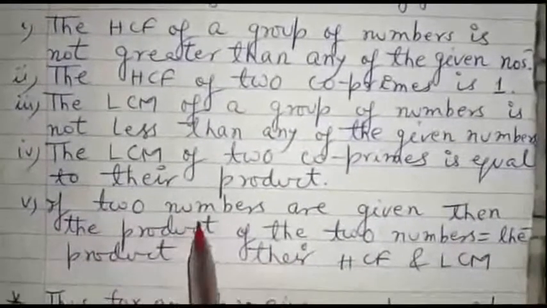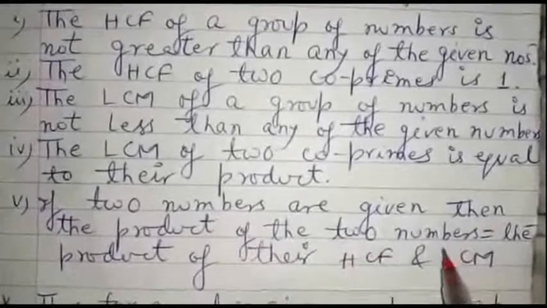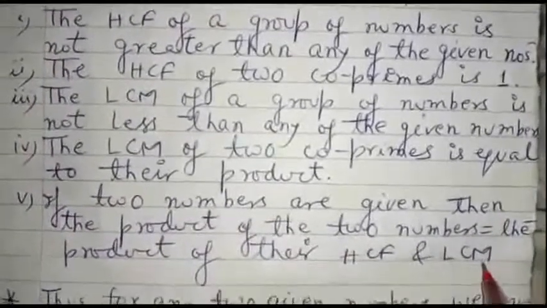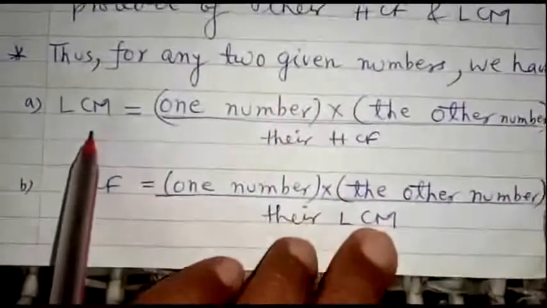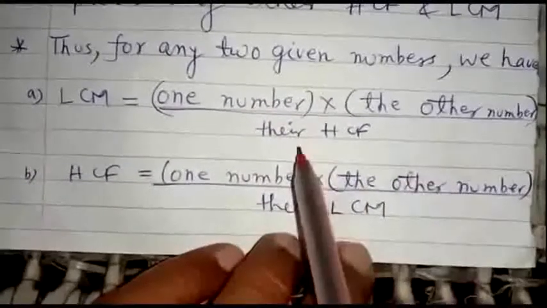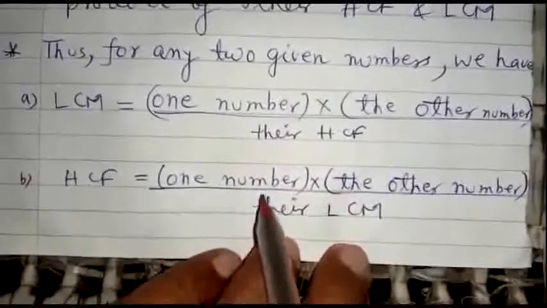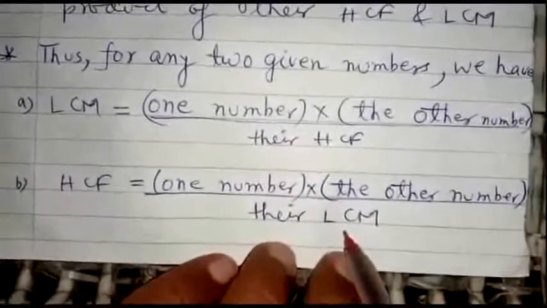Fifth, if two numbers are given, then the product of the two numbers is equal to the product of their HCF and LCM. Thus, for any two given numbers, we have LCM is equal to one number into the other number divided by their HCF. And HCF is equal to one number into the other number divided by their LCM.